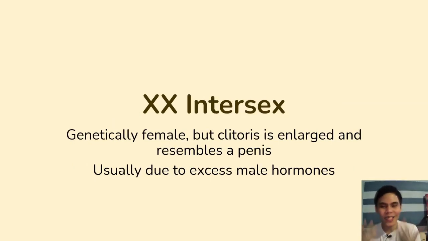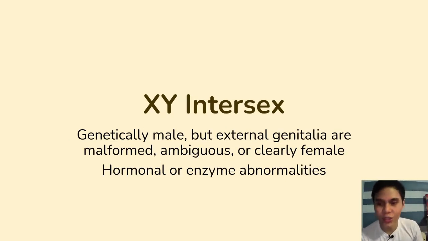First is the XX intersex condition. So normally, XX, if you have two X chromosomes, you are a female. Genetically, you're a female, but in the XX intersex condition, the person is genetically female, but their clitoris developed in such a way that it resembles a penis, and it's due to excess male hormones. So again, the hormonal imbalance caused the intersex condition.